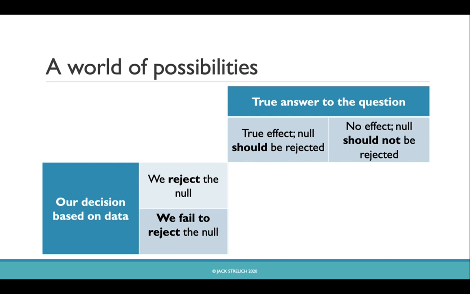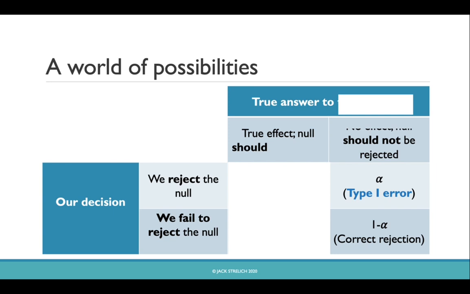So in this table that I'm about to show you, each column represents one possibility about the true answer to the question. In the column on the left, there is a true effect, and the null should be rejected. In the column on the right, there's no effect, and the null should not be rejected. Each row in this table represents a decision that we can make based on our data. In the top row, we reject the null, and in the bottom row, we fail to reject the null.